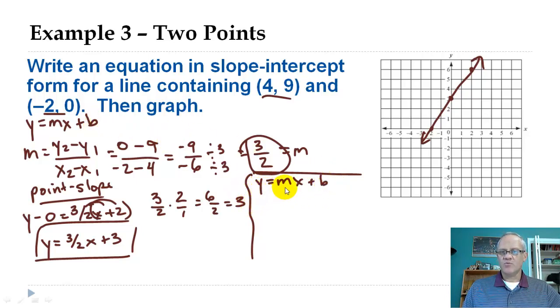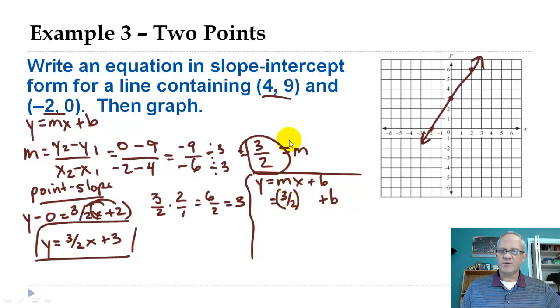All right, so we know that m was 3 halves, right? So I'm going to plug that in. B is what I'm trying to find. That's what I don't know. But what do I do with the x and y? What I can do is, kind of like what I did over here, just temporarily pick either one of these points and plug it in for x and y, because they should work. Obviously there's more than one combination of x and y's that'll work, but each one of those will work.